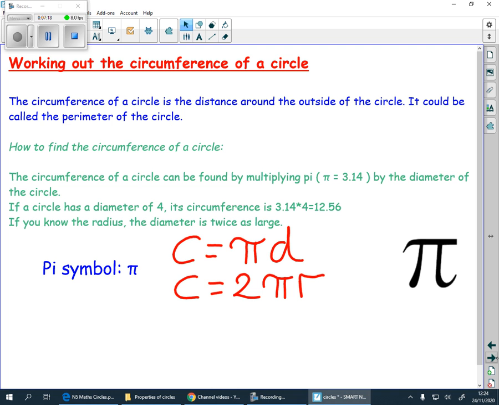So what is pi? Well, pi is a Greek symbol that is permanently used within mathematics to purely mean 3.14. It goes on forever, but for Nat 5 level, we can stop at 3.14. It is directly related to how many times the diameter goes around the outside of the circle. If you divide the circumference of your circle by the diameter, you will get exactly 3.14 and a bit.